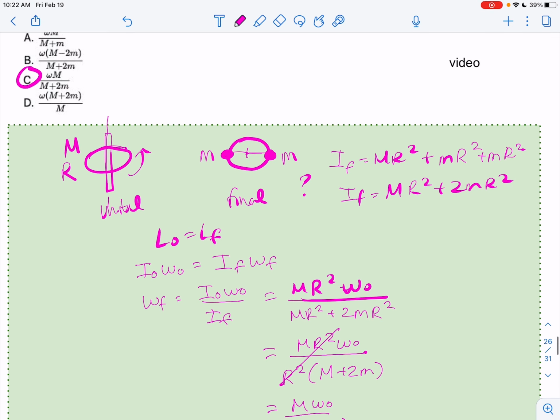Okay, all right. So again, there are a lot of problems like this where the shape changes somehow, like the idea behind the skater. The shape changes, therefore the angular velocity will change. And then you just have to remember how to find this moment of inertia, with two point particles added on, all right?